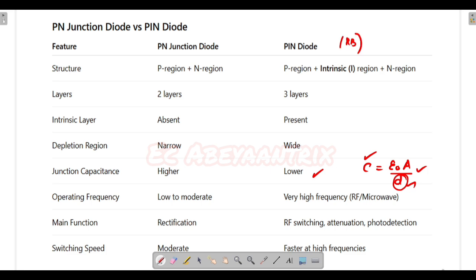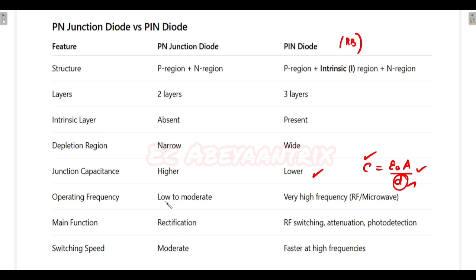And coming to operating frequency, in PN junction diode, low to moderate frequency operation only. But in PIN diode, as I said earlier, RF switching, microwave switching applications, attenuators, very high frequency applications. The main function of PN junction diode is rectification, and in PIN diode, the main function is RF switching, attenuation, and photo detection. And coming to switching speed, PN junction diode offers a moderate switching only.